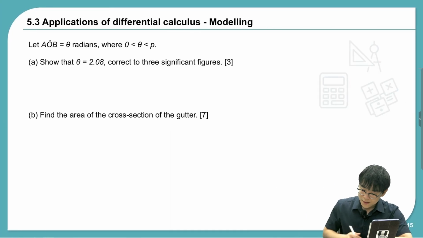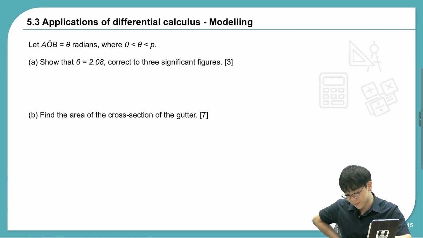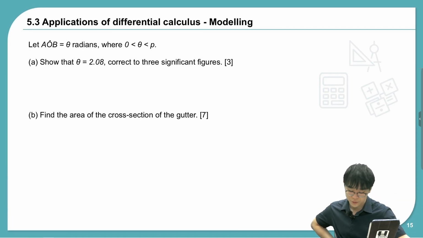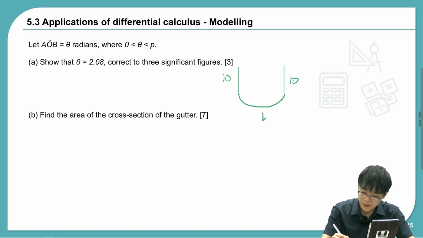Okay. So let's say that theta is 2.08 radians. That's the answer we're given, and we want to show that it is correct. As we said earlier, we have 10, and we have the arc length here. So we can say that L, the arc length, plus 10 is going to be 45. So L is going to be 25.